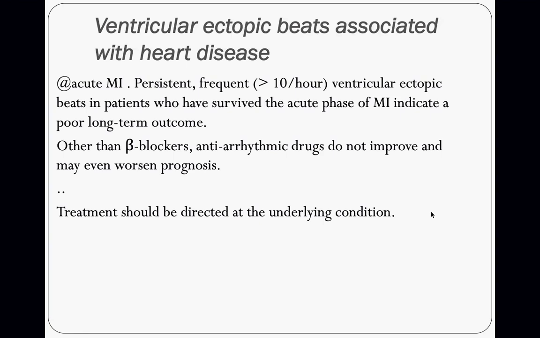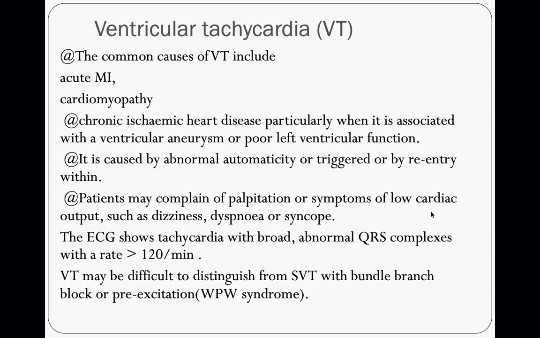But if the ventricular ectopic beat is associated with structural heart disease, for example an acute MI, persistent, frequent ventricular ectopic beats, more than 10 per hour, in a patient who has survived the acute phase of MI indicate a poor long-term outcome. Other than beta blockers, antiarrhythmic drugs do not improve morbidity and mortality, and may even worsen the prognosis. Treatment should be directed at the underlying condition. So, next slide.